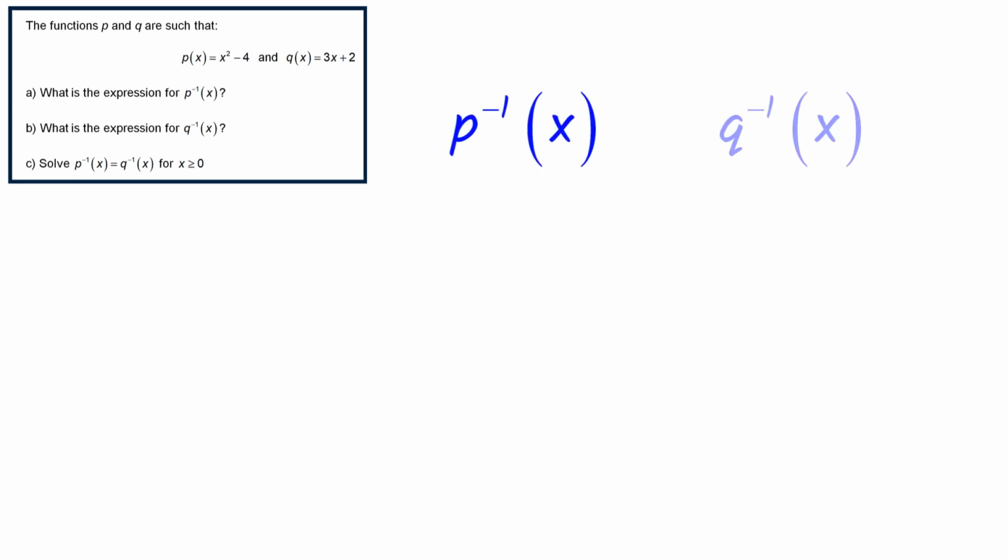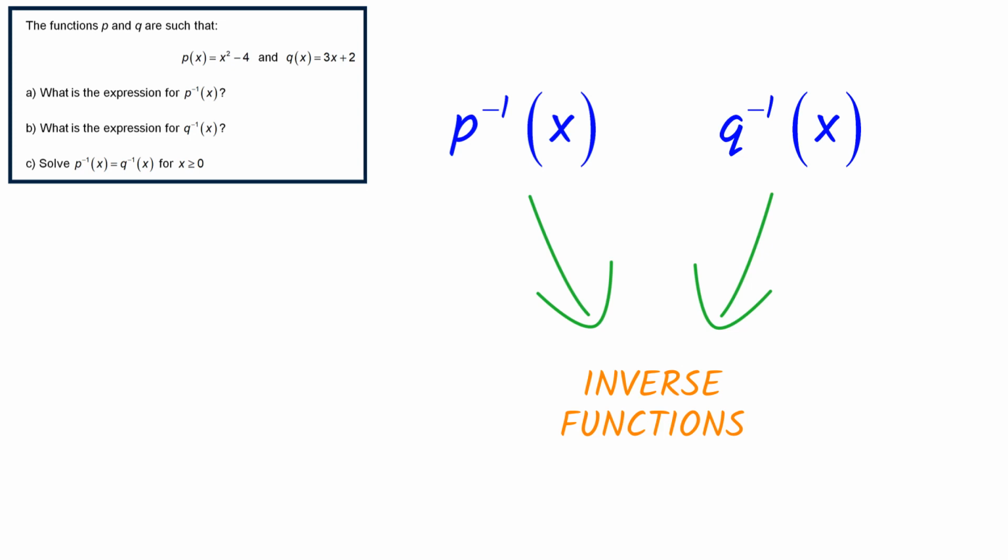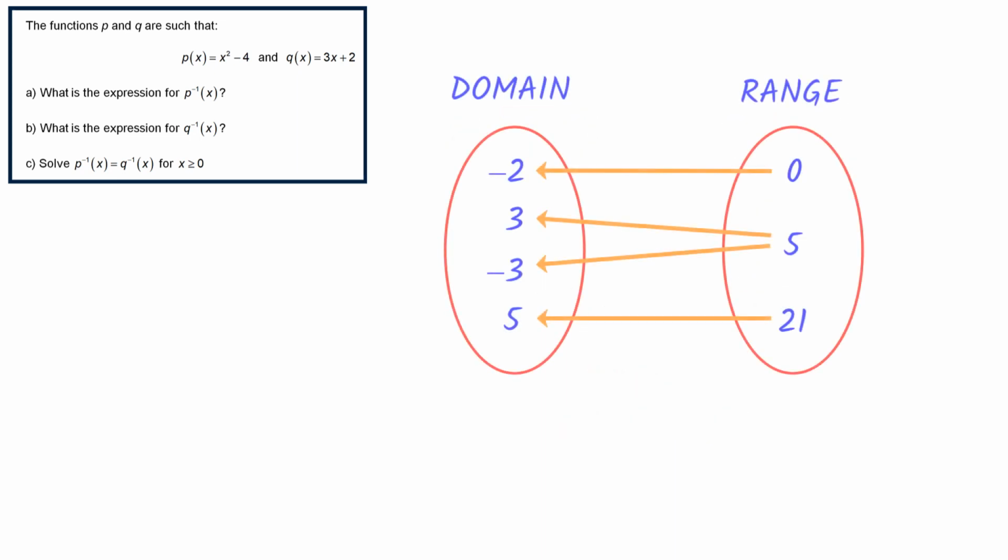Okay, so that is what a function is, but this question asks us to find the functions p⁻¹(x) and q⁻¹(x). So what are those? Well, these are called inverse functions, which are functions that undo another function. To explain these, look again at the domain and range diagram. The inverse function, p⁻¹(x), uses a value of the range and takes you back to the corresponding value of x.